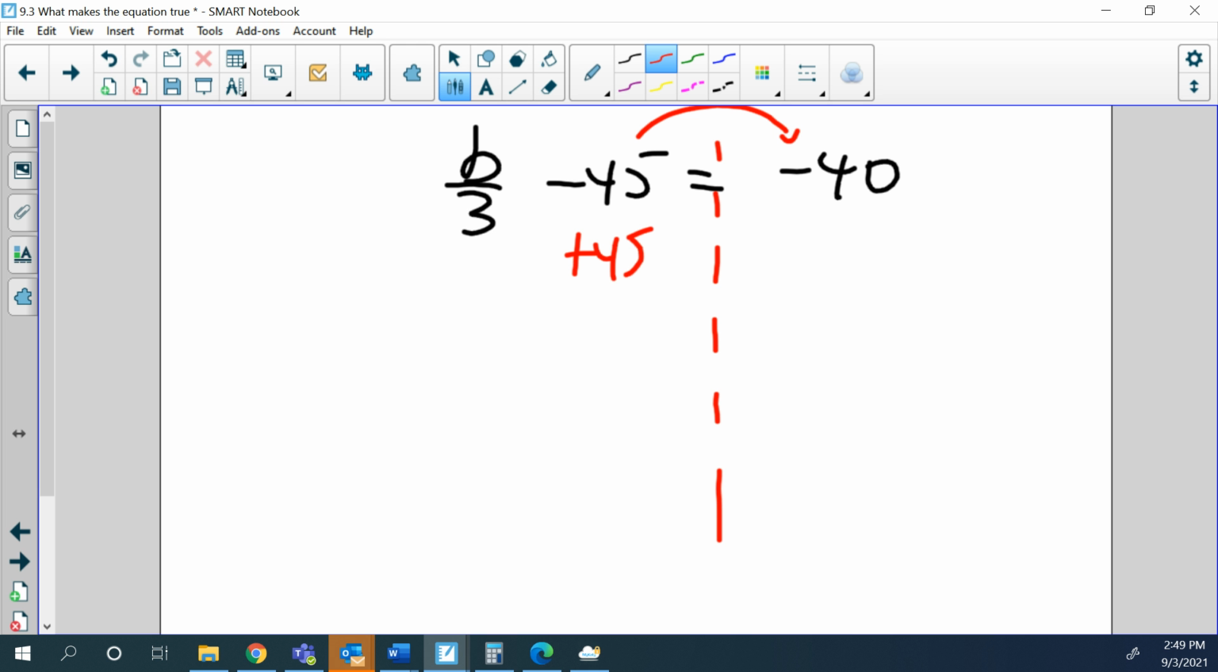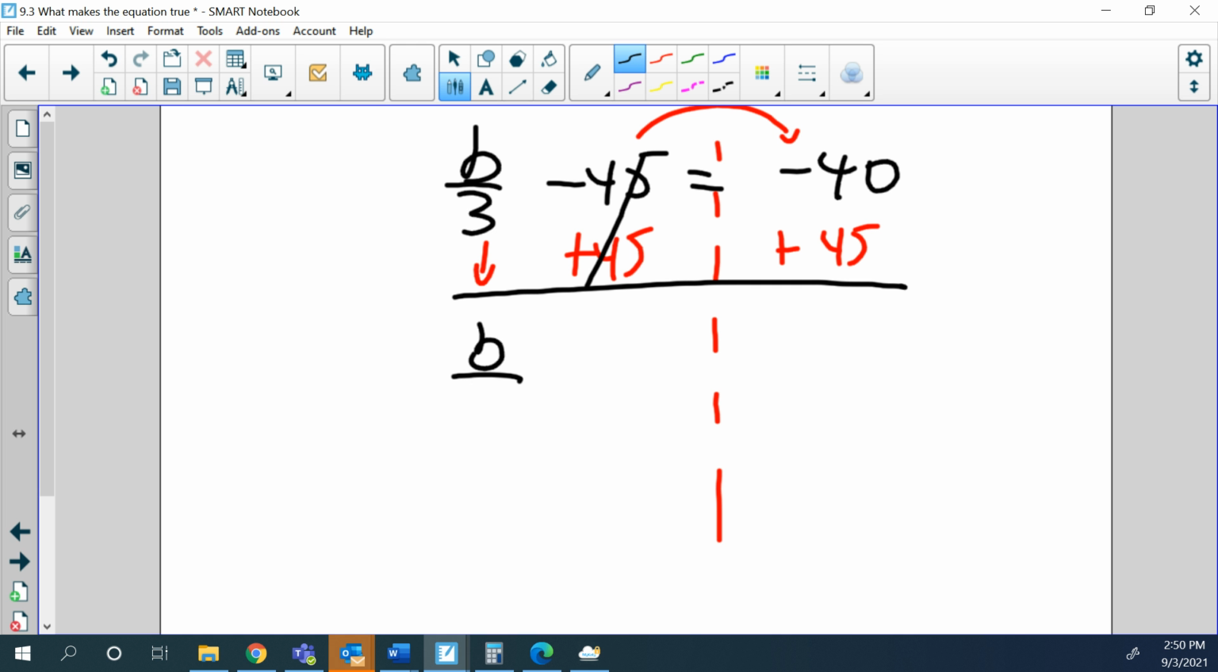Again, what I do to one side, I must do to the other side. I draw my line. This goes away now. That becomes 0. And so I just bring down my b third, and I get b over 3. On the right side now, negative 40 plus 45 is going to give me a positive 5. Okay? Now, remember, I want b by itself, but look at it. It's been divided by 3.